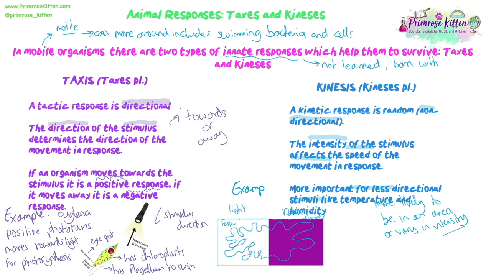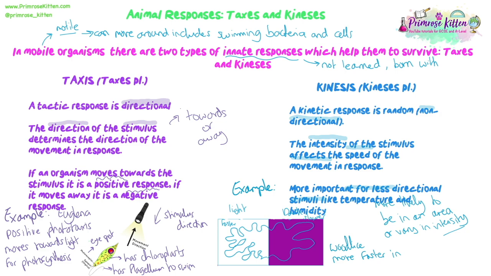Okay, so an example for kinesis. This is going to be with woodlice, and we're going to look at this in a second with the practical. But for example, we put woodlice in a chamber, called a choice chamber, where there's two conditions, light and dark, and you can track their movements. So the movement is random. It doesn't appear to be in a direction. Often they will just go round and round the environment, but it's more about their speed and how much time or how long they spend in each condition.